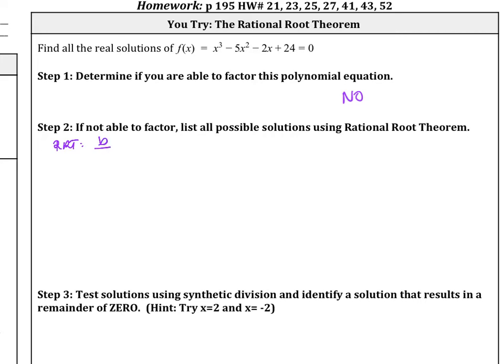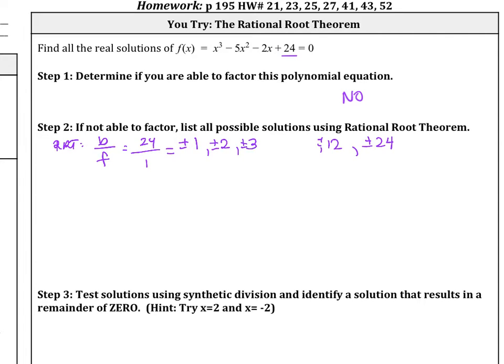Remember, that's back over front. The back number is 24. The front number is 1. And so it's always plus or minus. Now the denominator is always 1, so I'm just going to skip that step. We can start with positive 1 and negative 24. Plus or minus 2, and then 2 times 12 is our other one.